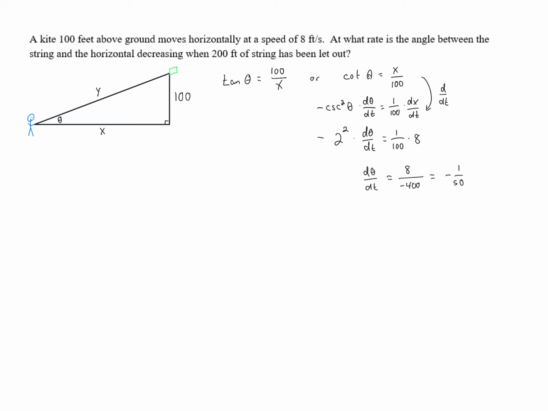When we do that, that gives us -1/50th. And this is a rate of change of an angle, and so it's going to be radians per second. And so we're asked to find at what rate is the angle between the string and horizontal decreasing. So we know the rate of change is -1/50th. That means it is decreasing at a rate of 1/50th radian per second.